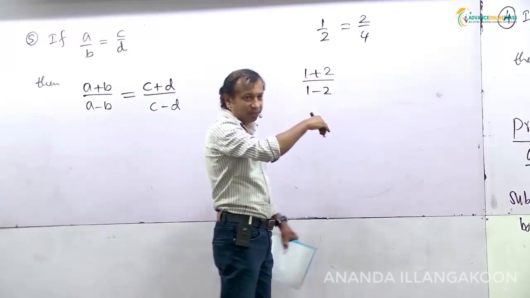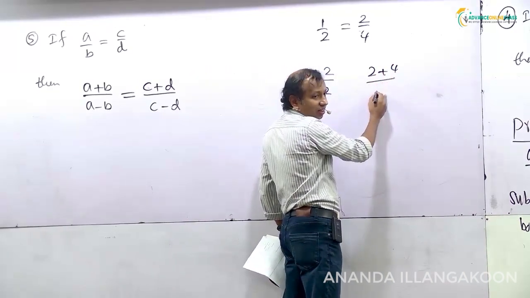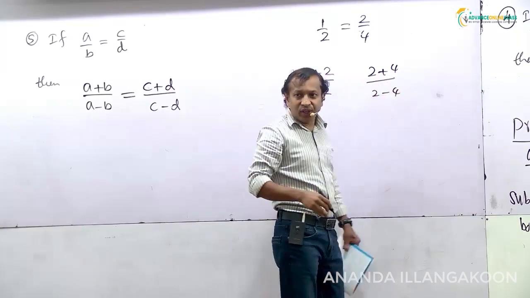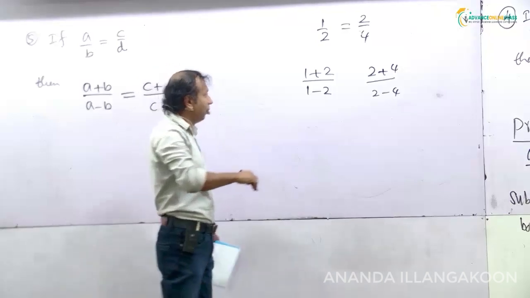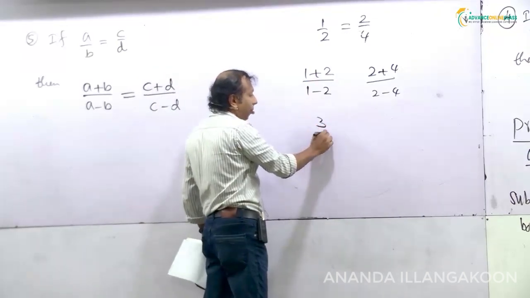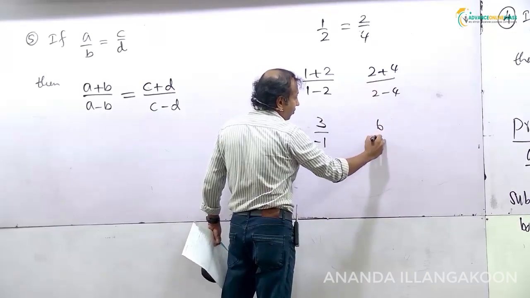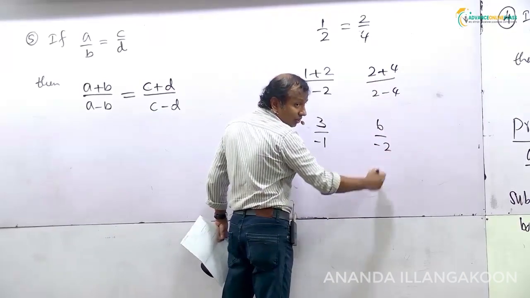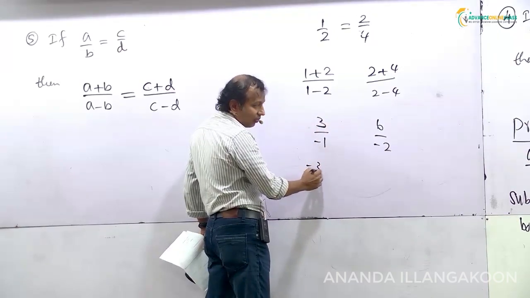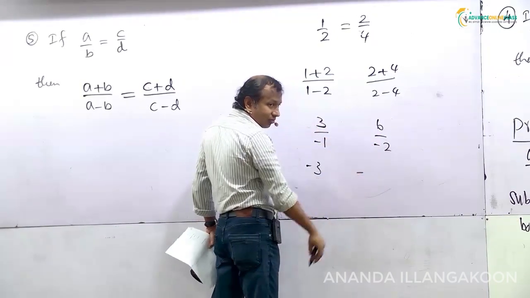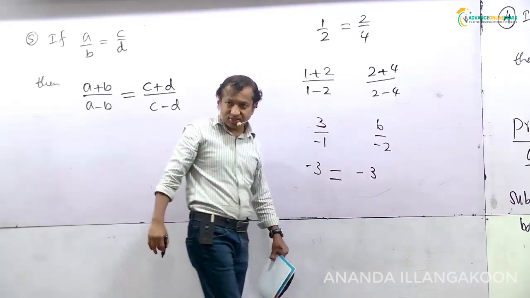Apply the same thing to the right hand side. 2 plus 4 divided by 2 minus 4. Now we need to check whether this left and right are equal. We'll simplify this furthermore. What do you get here? 3. 1 minus 2 is minus 1. Here 6. 2 minus 4 is minus 2. Are they equal? Left hand side minus 3. Plus divided by minus is minus. 6 divided by 2 is 3. They are still equal. Understand?